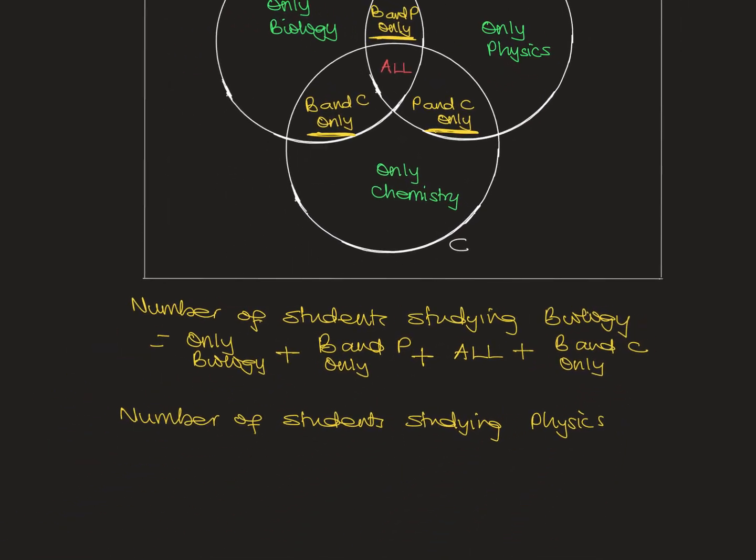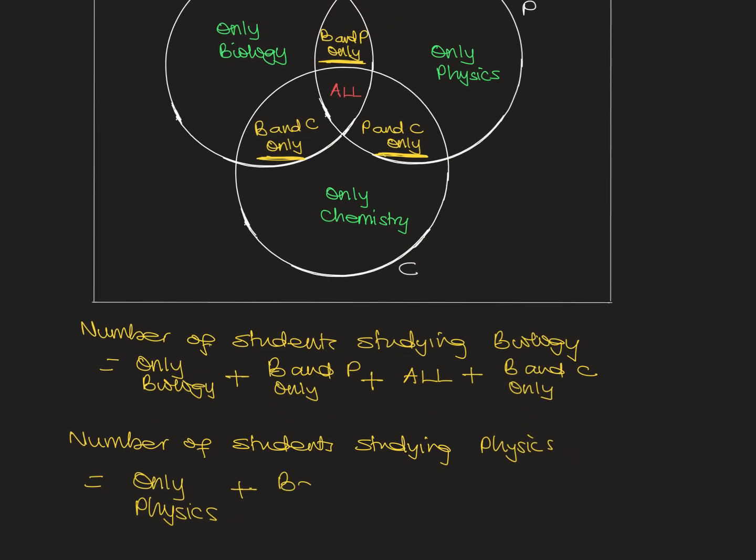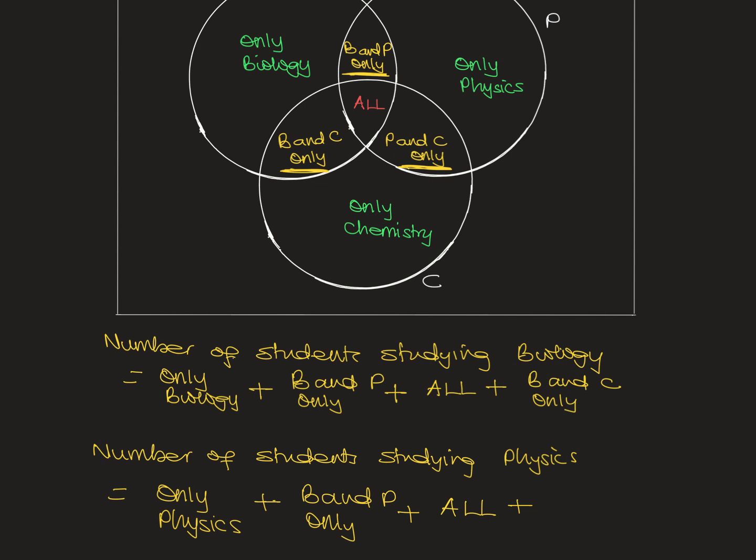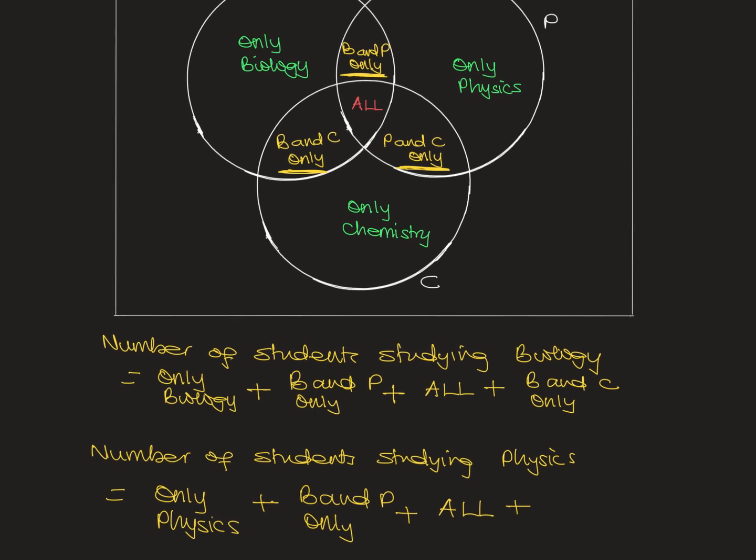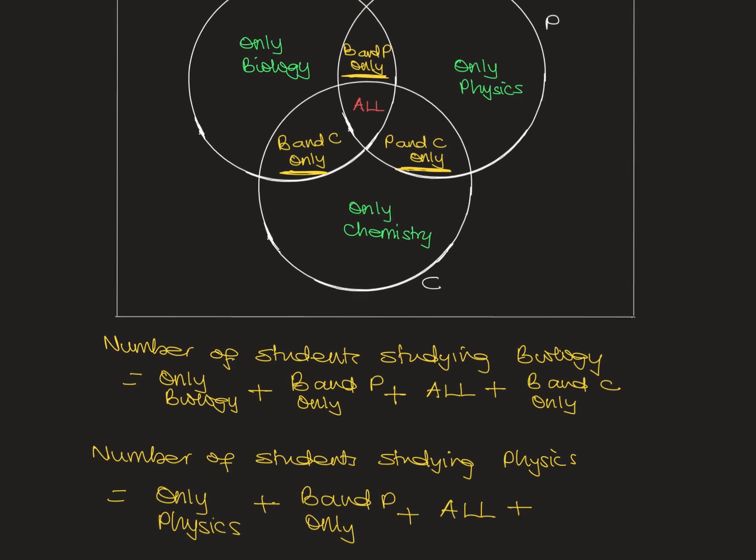Yes. So number of students studying physics will be those studying only physics, plus those studying biology and physics only, plus those studying all the three subjects, plus those studying physics and chemistry only. You get that?